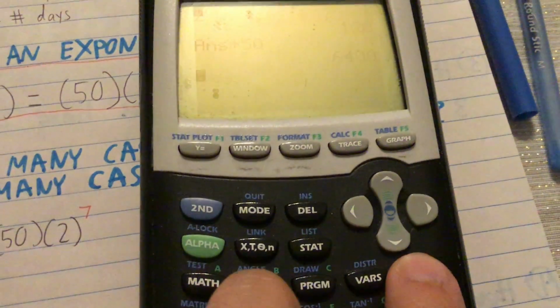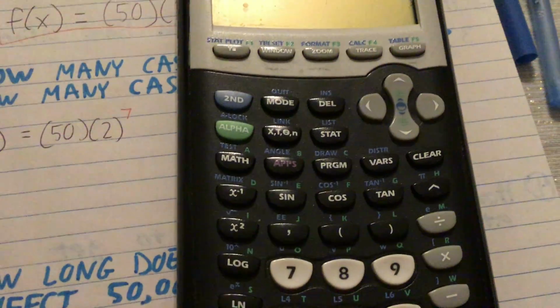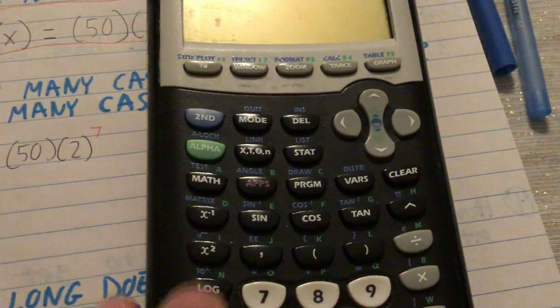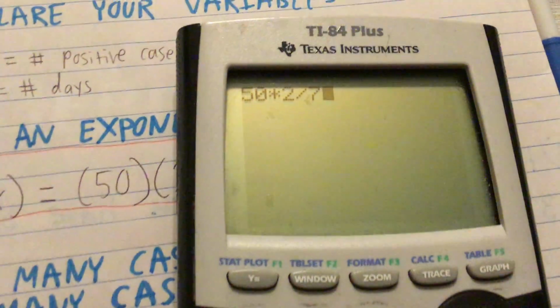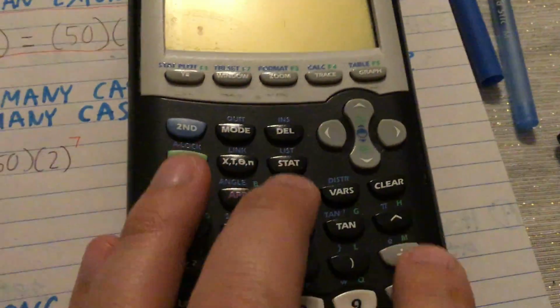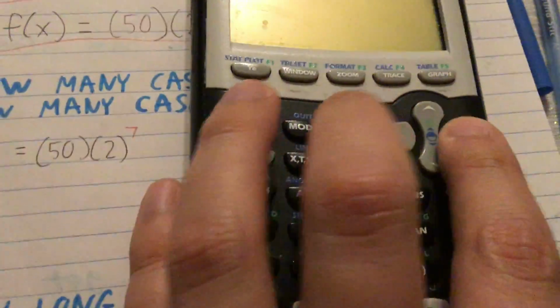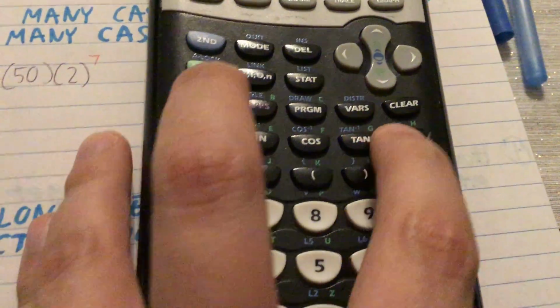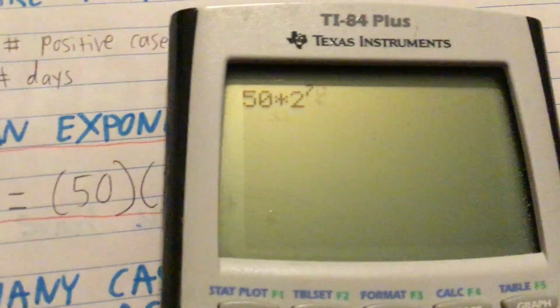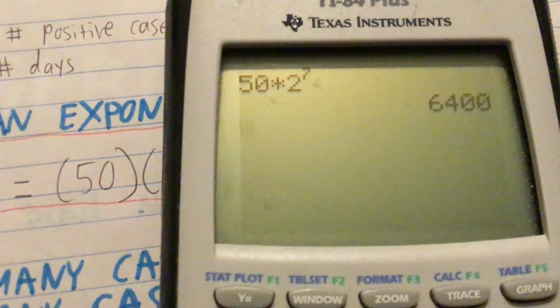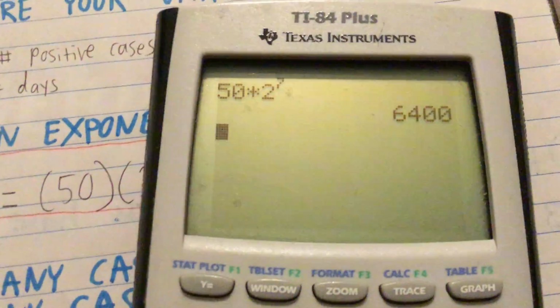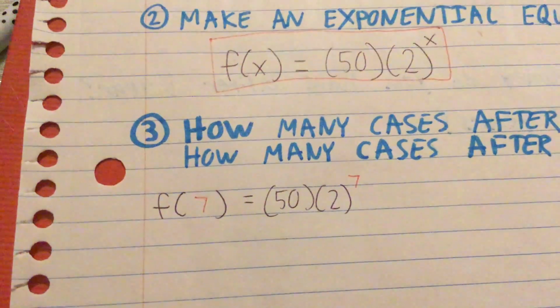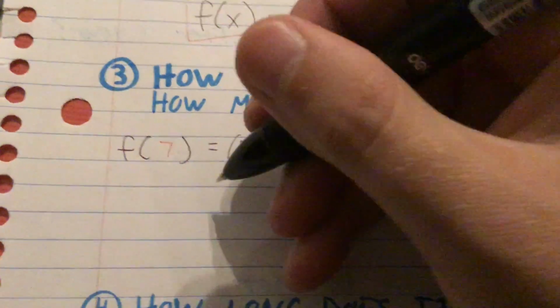Or, you know what you could do just to make it faster, just put it all on the same line, because your calculator can do PEMDAS. 50 times 2 caret 7. No, not 2 divided by 7, 2 caret 7. So 2 to the 7th. Oh, come on, I'm getting all mixed up. Okay, 50 times 2 to the 7th power. So after 7 days, we will have 6,400 people test positive for the virus. So f of 7 is 6,400.